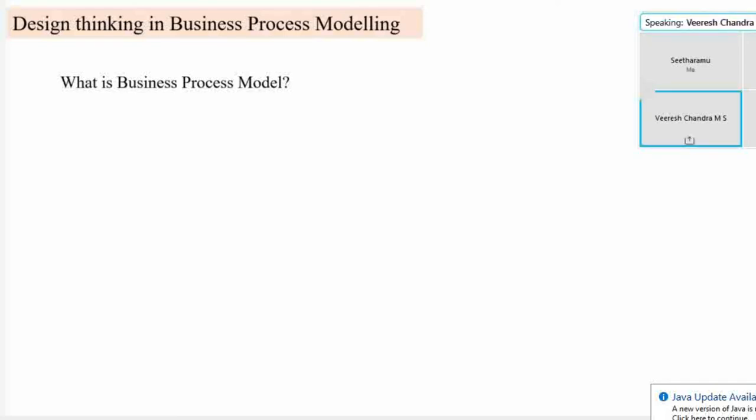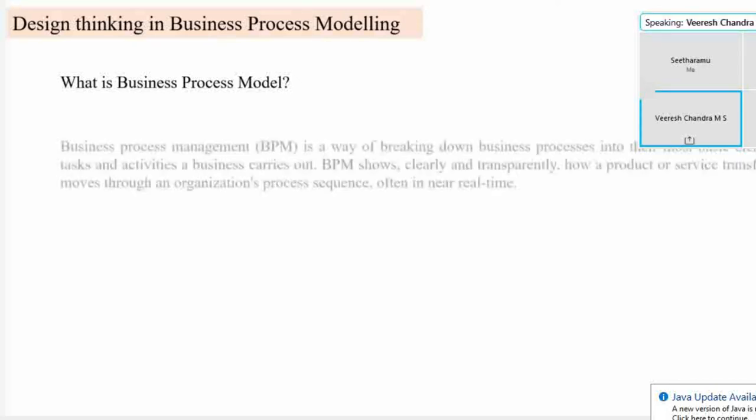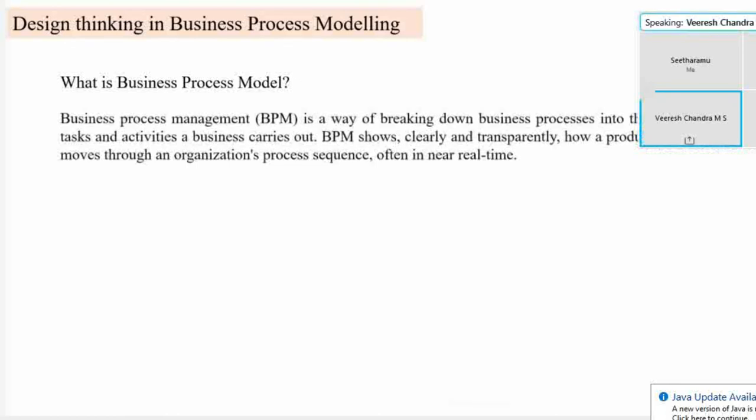So the raw material is processed through different processes while it becomes a final product. Right? So what is BPM, or business process modeling? So business process management or modeling is a way of breaking down.